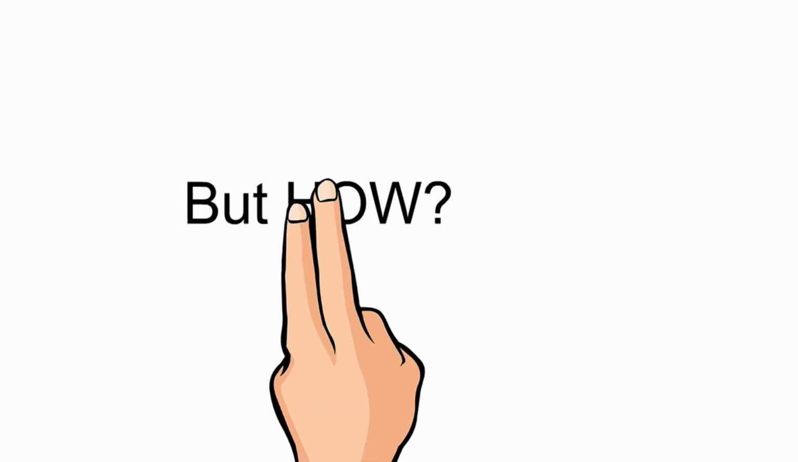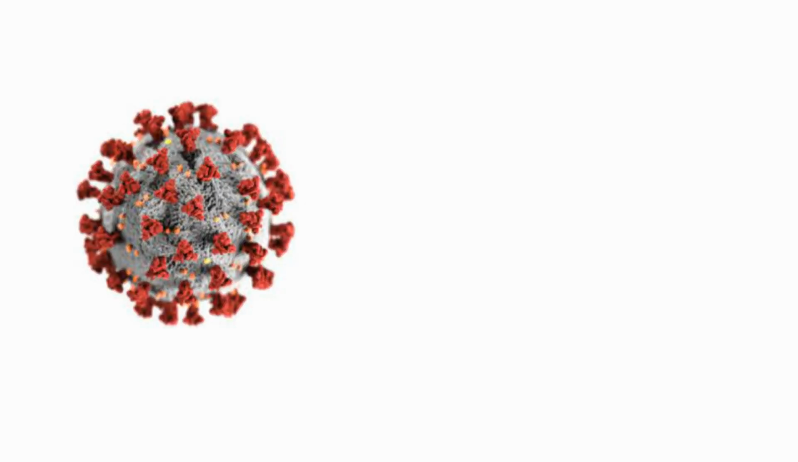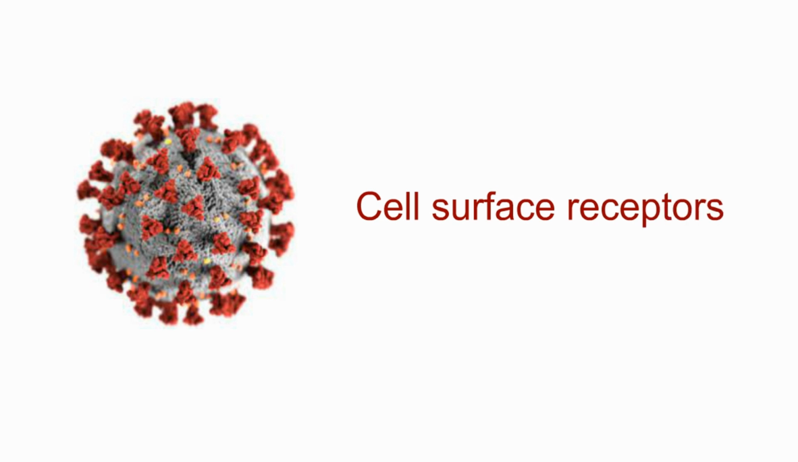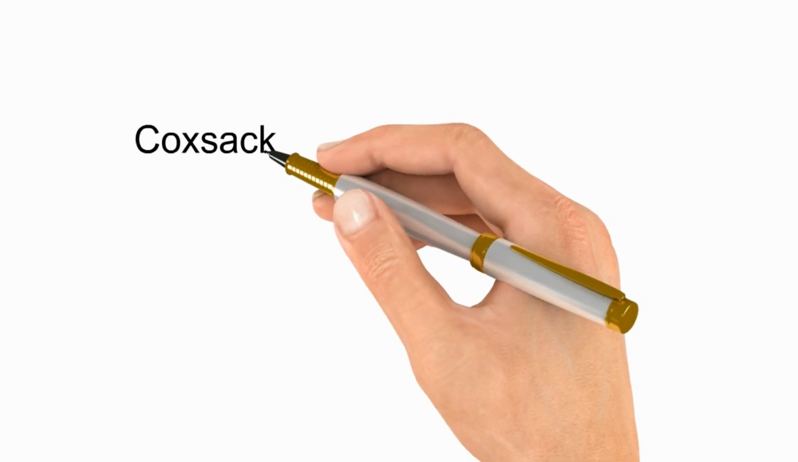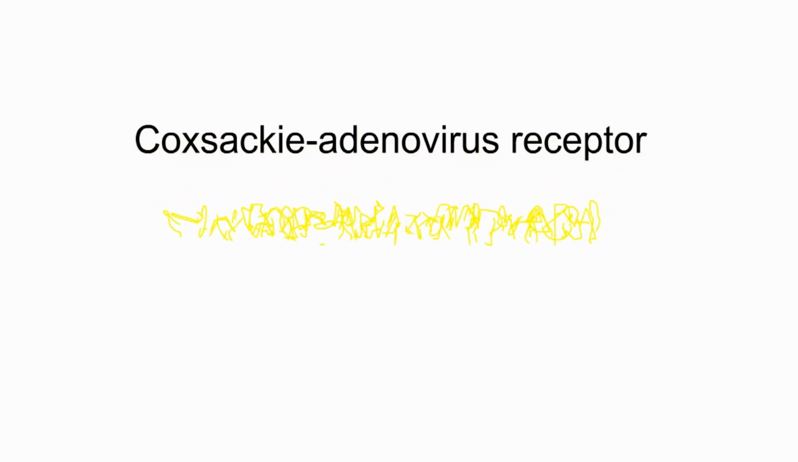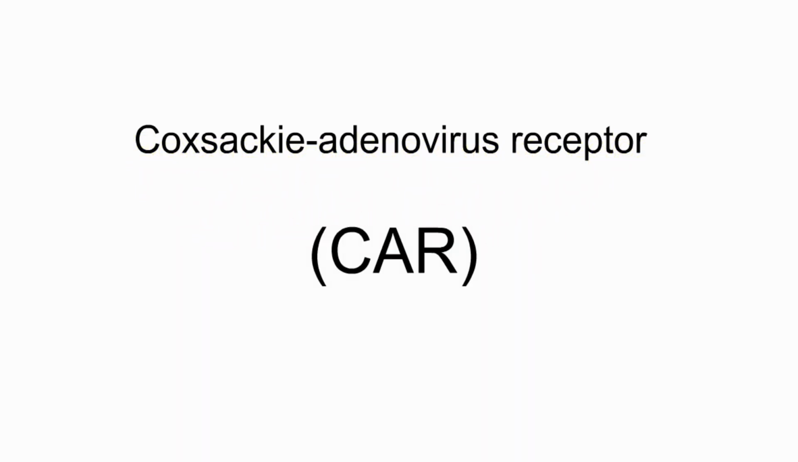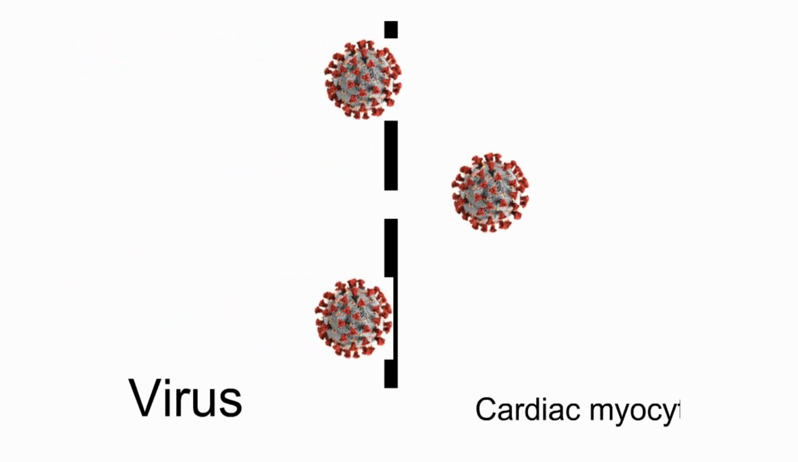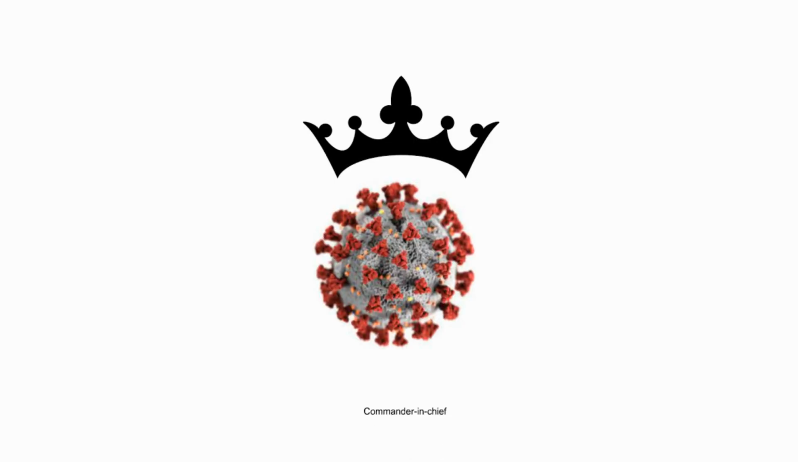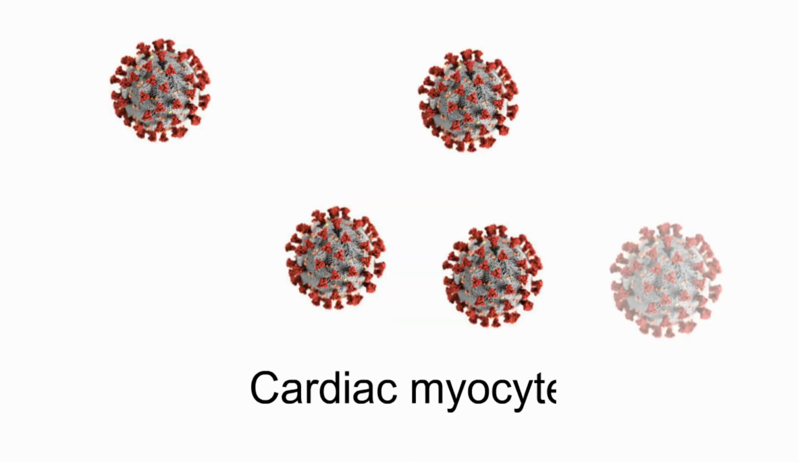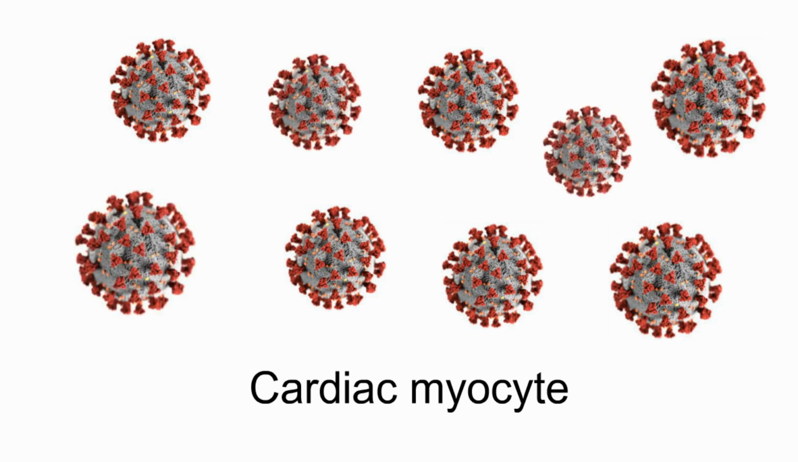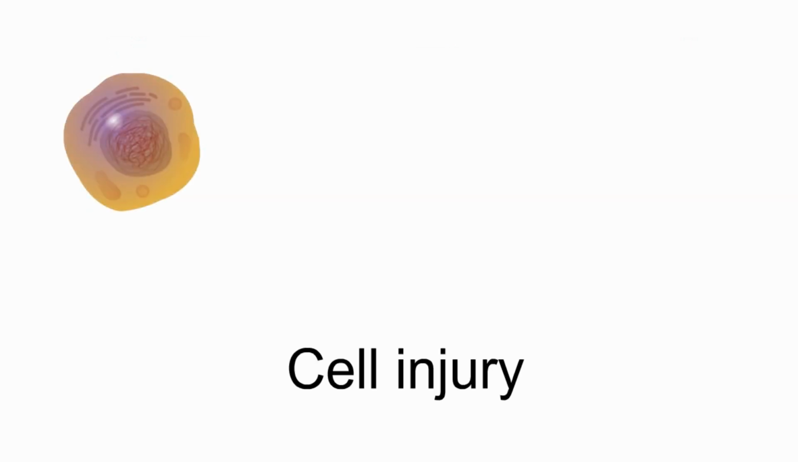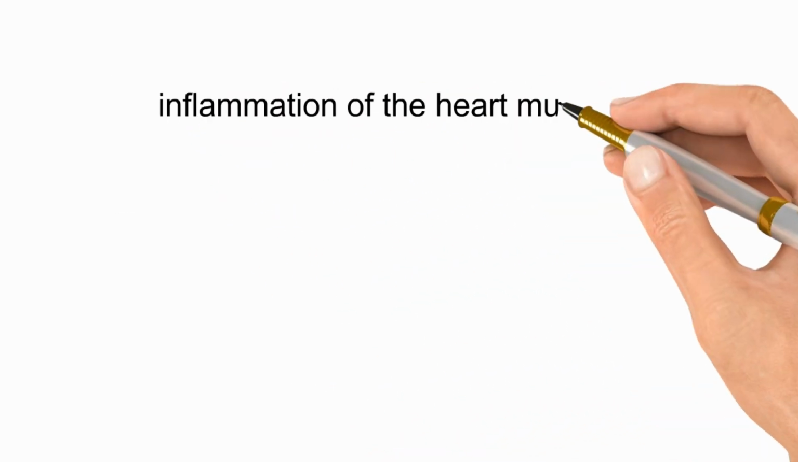But how? Well, the virus enters your heart muscles by using the cell surface receptors. One of the most common receptors used for entry is called the Coxsackie adenovirus receptor, also known as CAR. Upon entry to the heart muscle, the virus seizes the cell's resources and infrastructure, and basically becomes the commander-in-chief. It then starts replicating itself, which translates into cell injury and subsequent inflammation of the heart muscle, or in better words, myocarditis.